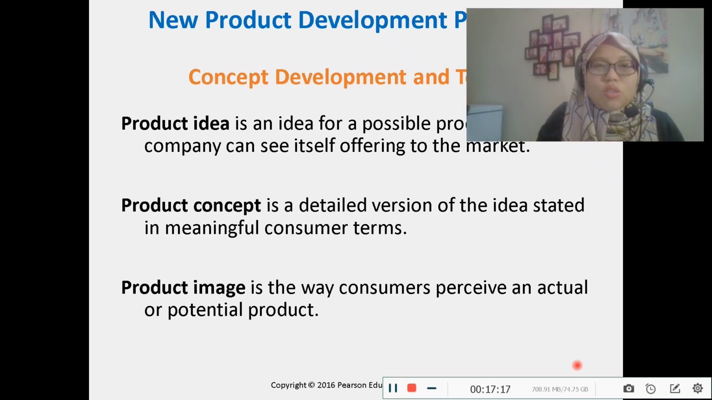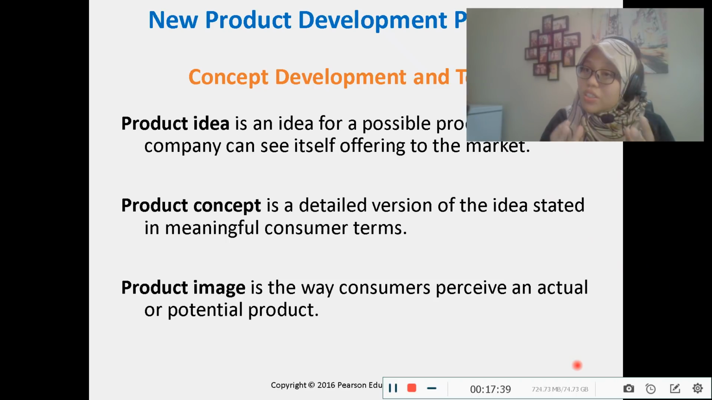From idea, kita nak translate tu jadi product concept. So, bila saya kata product concept, it is a detailed version of the idea in meaningful consumer terms. Bila ada product concept tu, dia adalah another layer lagi di mana the customer can see what are the functions, and what are the attributes of the product. Saya dah sebut sebelum ni dalam chapter-chapter yang sebelum dia. Okay, and product image is also important because it actually represents how the customer looks at the product in actual punya potensi. Okay, so if you see certain product concepts, it can reflect the product image that the customer would like to see. Dan bila kita dah ada product concept, kita kena test.